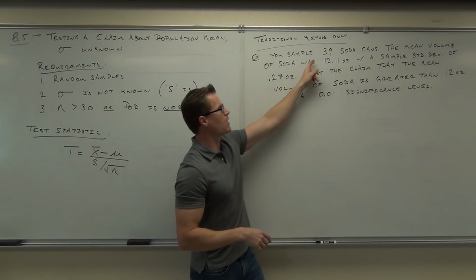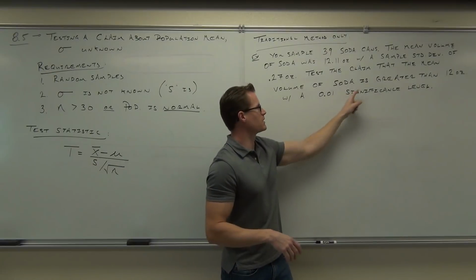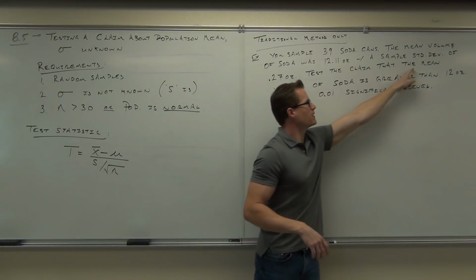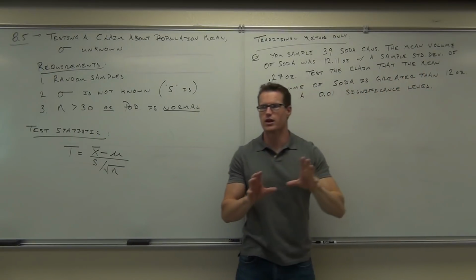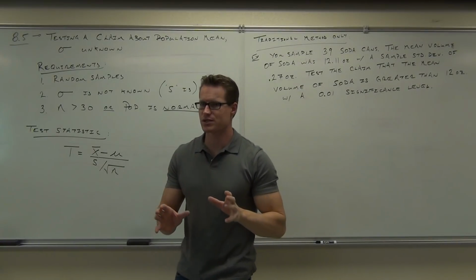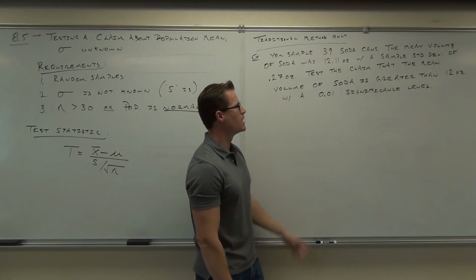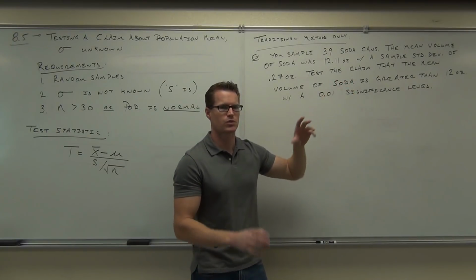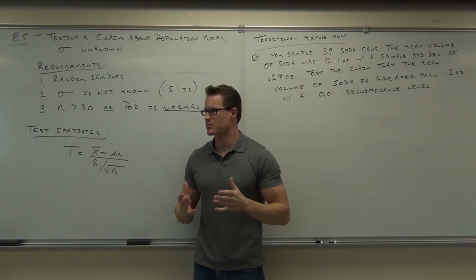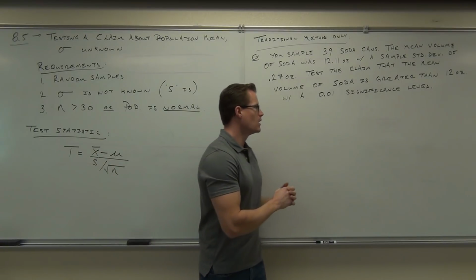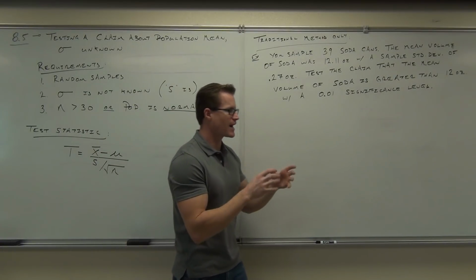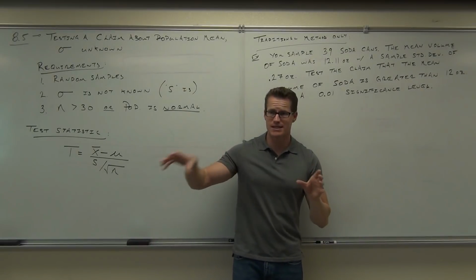We see here we're talking about means, mean volume, test a claim that the mean. That's really where we're getting it, is what our claim says. It's not about proportion. It's not saying most or more or something like that. That would be proportion words. This says that the mean. So we're definitely talking about mu here. It's a population mean.